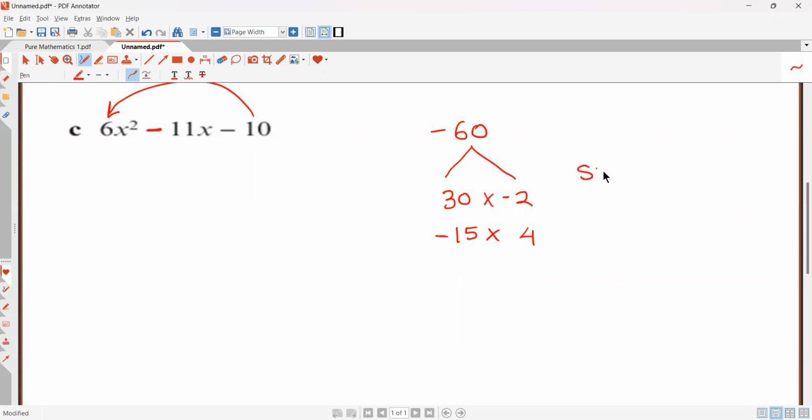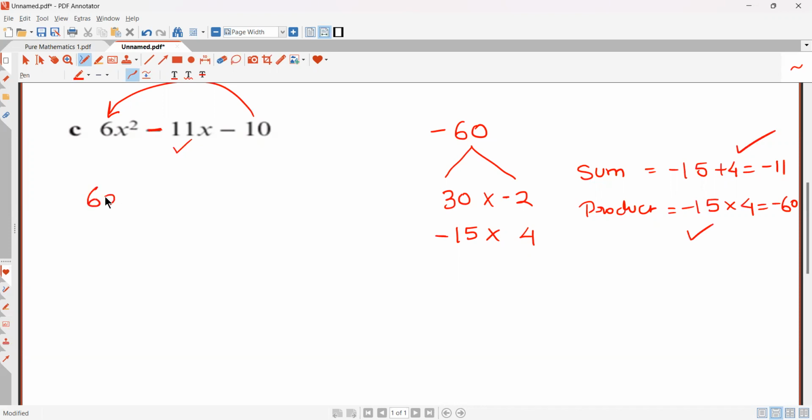So if I do sum and product, in sum, minus 15 plus 4 is giving me what? Minus 11. This is what I was looking for because I need minus 11. And in product, I'm looking for minus 15 into 4. That is going to be minus 60. So product take, sum take.